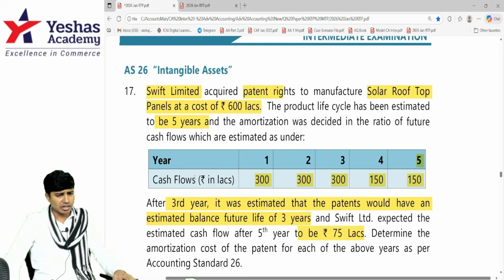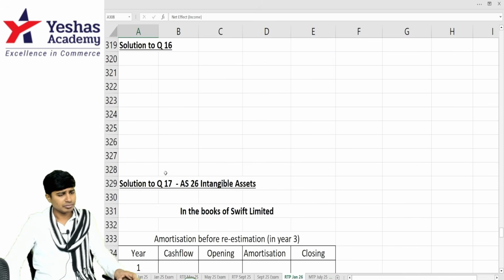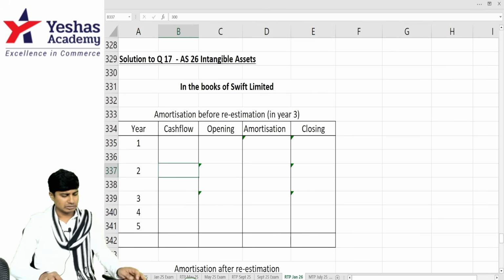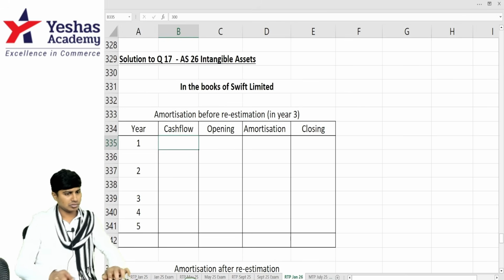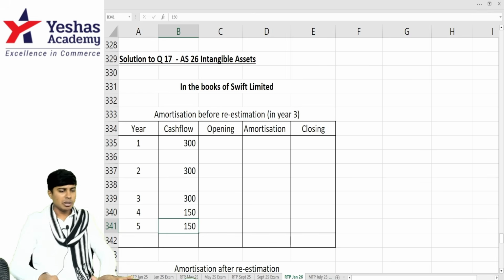Let's do it first for the first 3 years based on the old estimate. Have a look. Based on the old estimate, first year 300, second year 300, third year 300, fourth year 150, fifth year 150. This is the original estimate. Based on this, total cash flow is 1200.